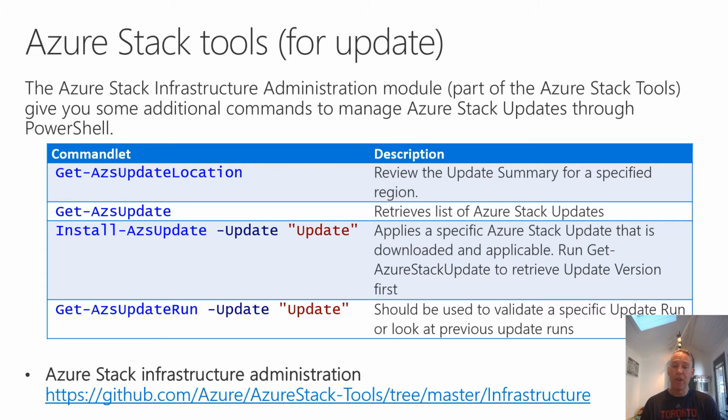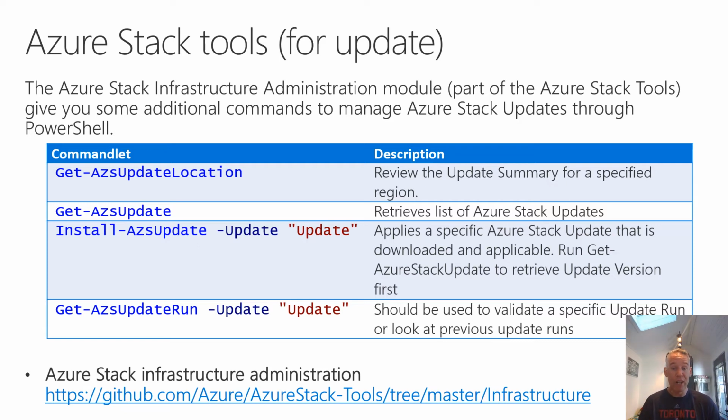So another thing to point out here on the PowerShell side is that the Azure Stack tools PowerShell cmdlets have a few tools to manage the update process for you. So you can find the location of the update status. You can use Get-AzsUpdateLocation, and you can look at the summary of the update logs that have been stored in that location.